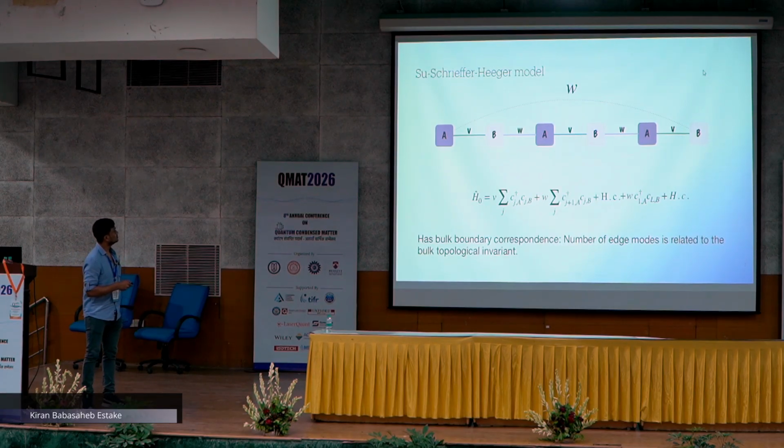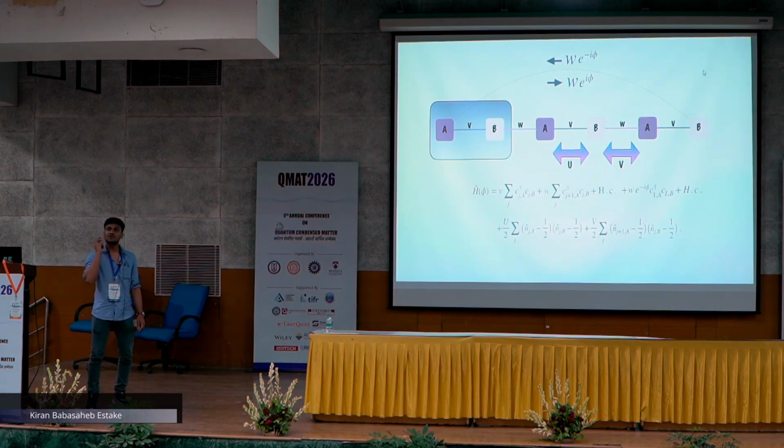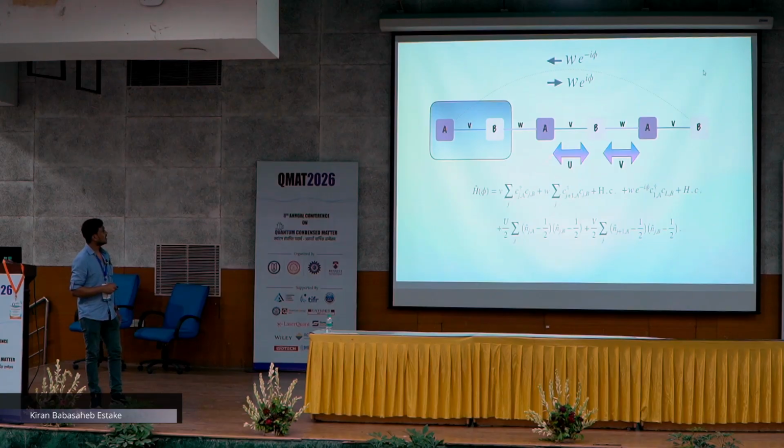So this is the non-interacting version of the model, and it supports topologically trivial and non-trivial phases characterized by winding number 0 and 1, and it satisfies something called bulk boundary correspondence, which states that the number of edge states in the open boundary conditions is related to the bulk topological invariant. So now our goal is to find out what happens to this bulk boundary correspondence when we add interactions in this model.